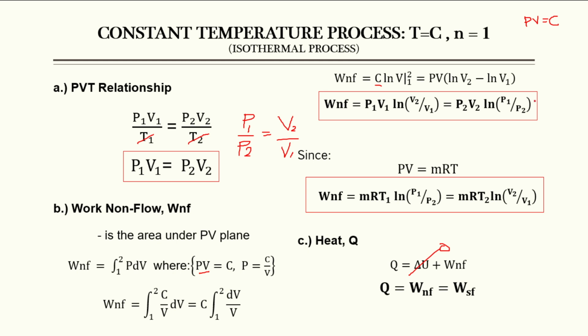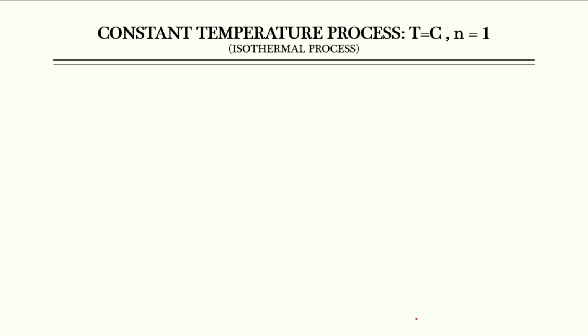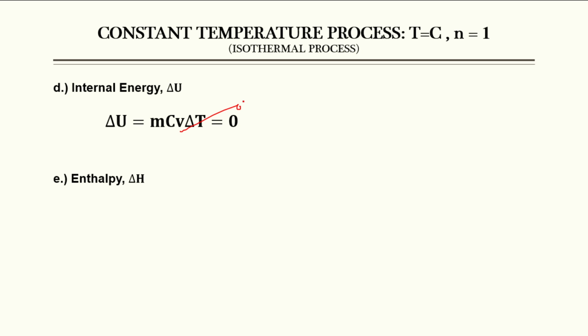So, you can use this formula to get the value of our heat. And it is also equal to the work steady flow. Later, we will prove why those three are equal. Okay? So, next is the internal energy, which is mCv delta T, equal to 0 because our delta T is 0. Any number multiplied by 0 is equal to 0. It is the same with enthalpy, which is mCp delta T. Since delta T is equal to 0, therefore, our enthalpy is equal to 0.